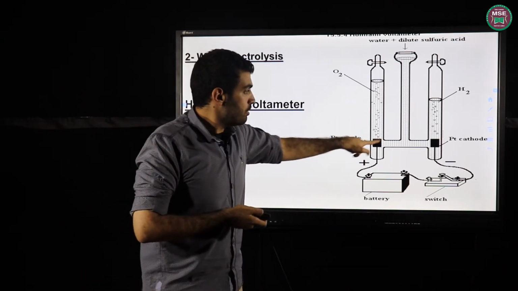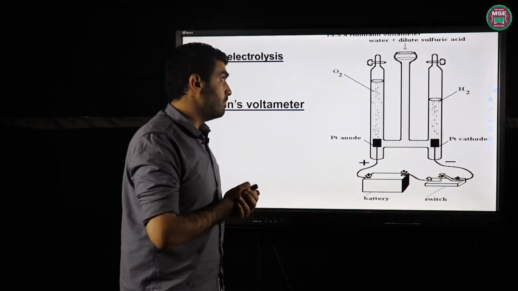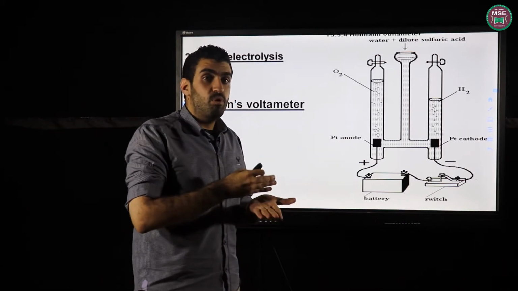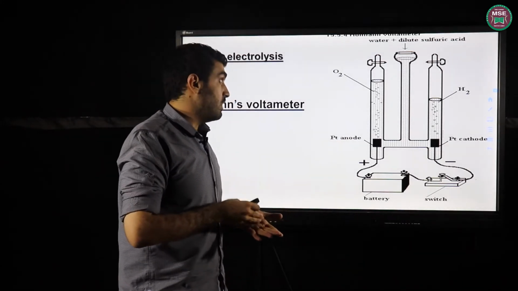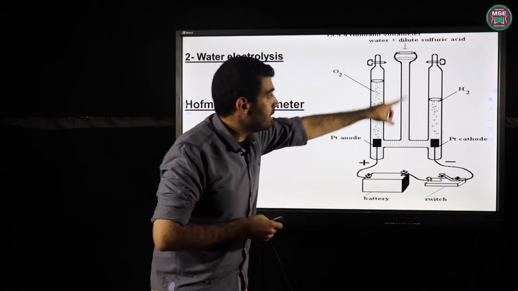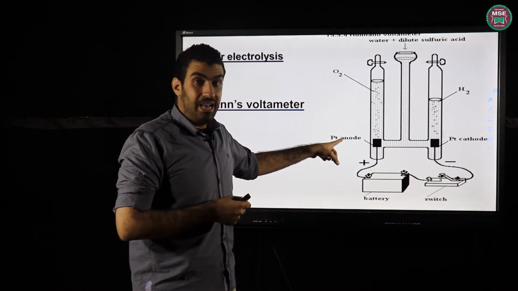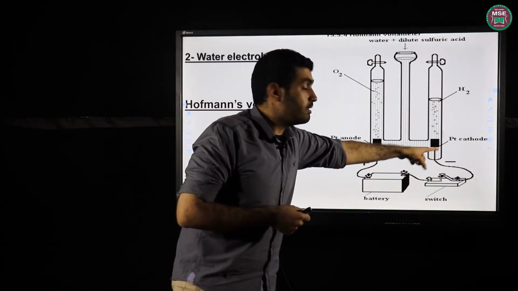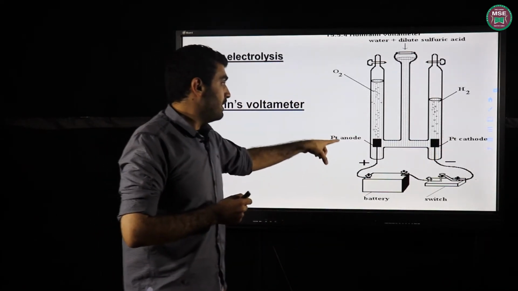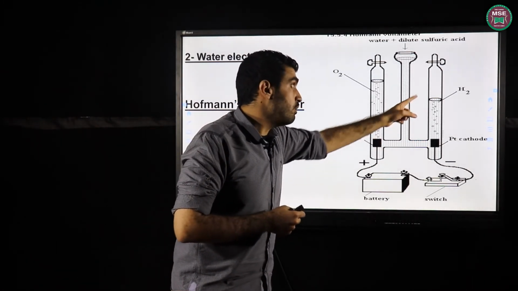As we see, I have water right here and some sulfuric acid, and we will know why. By using the device, the water will be broken down into oxygen gas, which evolves at the positive pole, and hydrogen gas, which evolves at the negative pole. The positive pole is called anode, and the negative pole is called cathode. So when I ask you, gas evolves at anode, it's oxygen gas. Gas evolves at cathode is hydrogen gas.